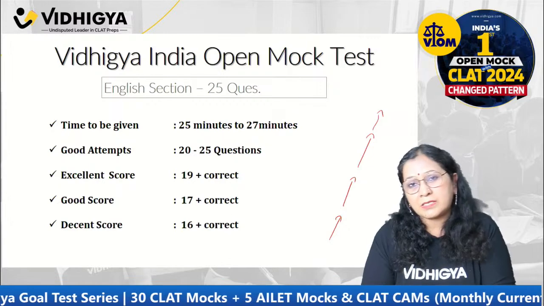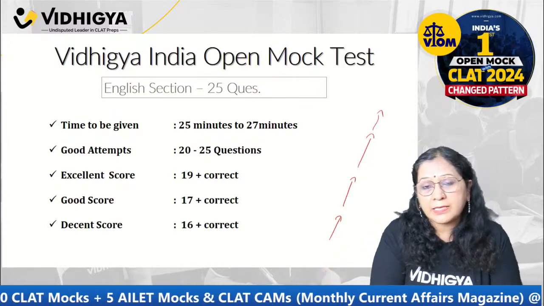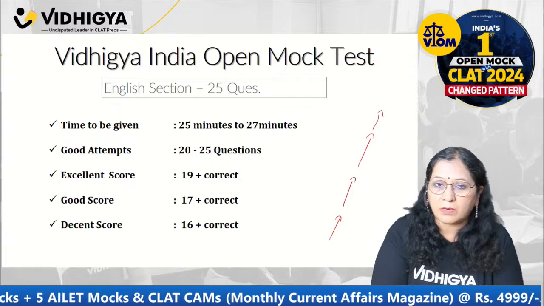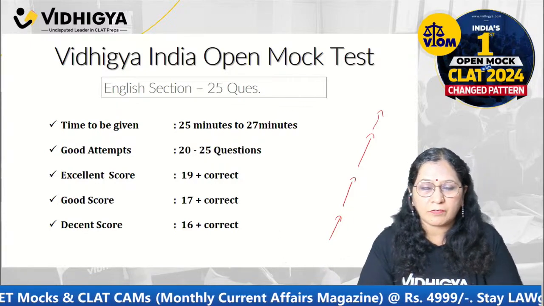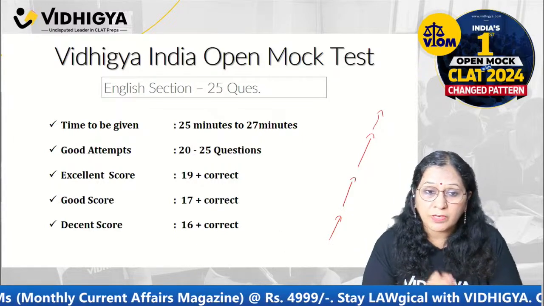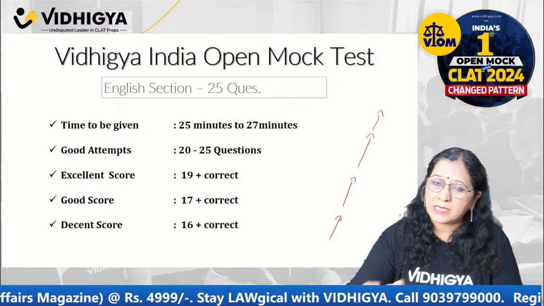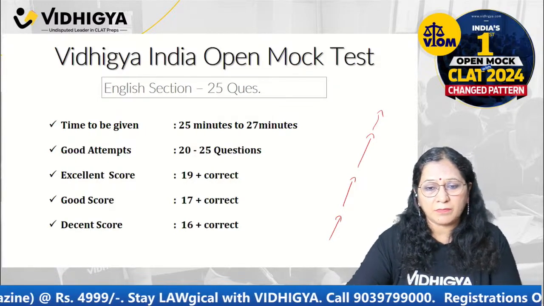Decent score would be 16 plus. So if you are attempting say 22 questions also and you are getting 16 correct, that means you will come down to say around 14.5 or 15 marks. So 15 marks decent score मानेंगे हम, और excellent score हो जाएगा हमारे पास 19 plus marks.